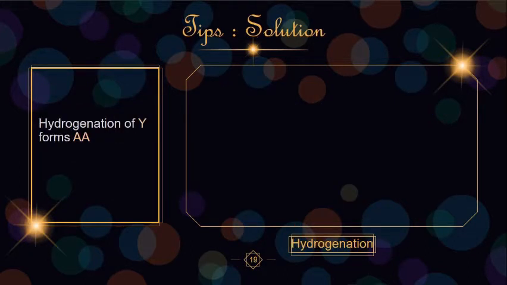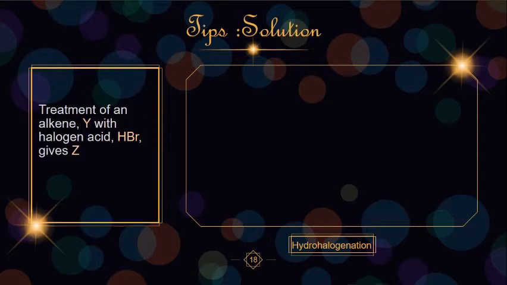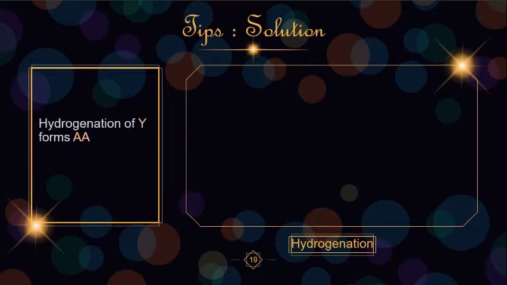Okay, the next question is treatment. As I mentioned before, I cannot do this one because we know that Y is an alkene reacting with HBr to get Z. I don't know what the structure of Y is, so how can I get the Z structure? So that's why we'll proceed.